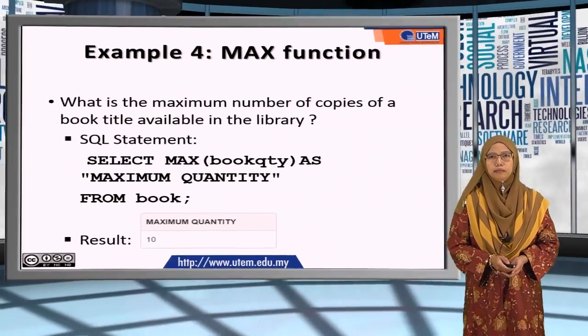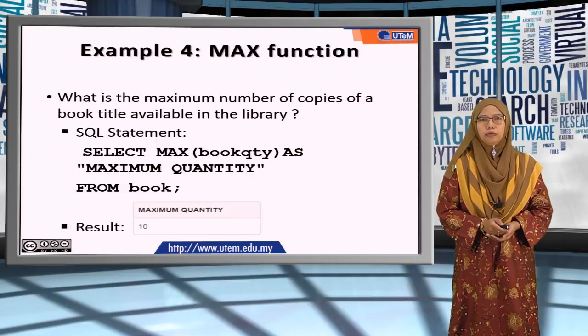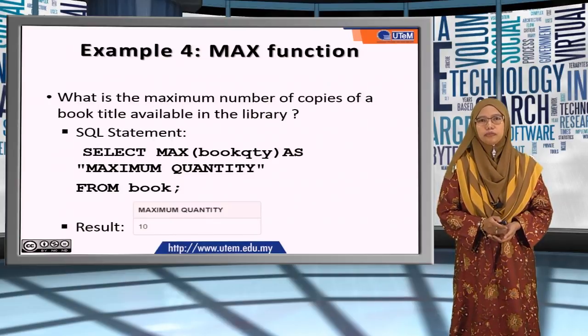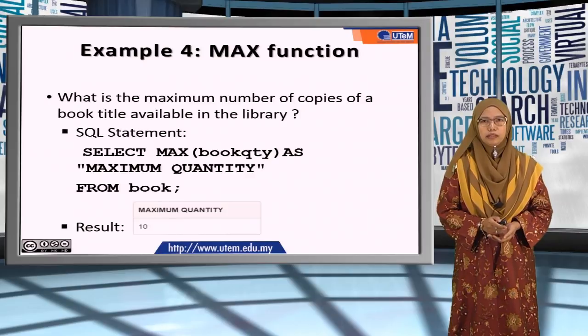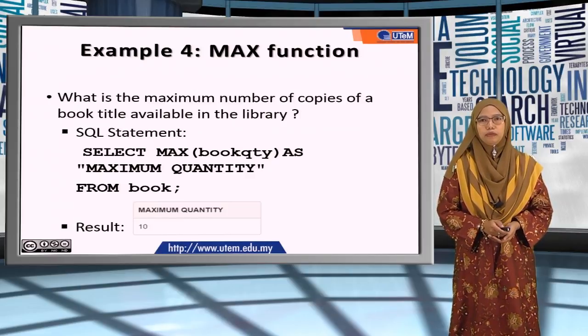For the fourth example, we will look at the max aggregate function. Suppose we want to get the maximum number of copies of a book title which are available in the library. The SQL statement in the slide shows how the max function is used on the book quantity column to get the maximum number of book copies. The result of this SQL statement is the maximum number of copies of a book title, which is 10.